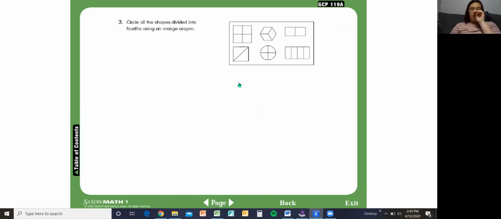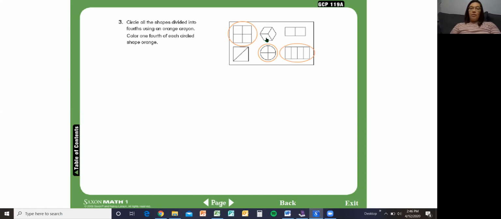Okay, you're going to need an orange crayon for this section. So if you need to pause the video to get out an orange crayon. It says circle all the shapes divided into fourths using an orange crayon. So let's look at all of these shapes. I see this one. Oh, that was fun. Did you see the crayon? Okay, I see this one. And I see this one. Those are the only ones, because this is in 2 parts.